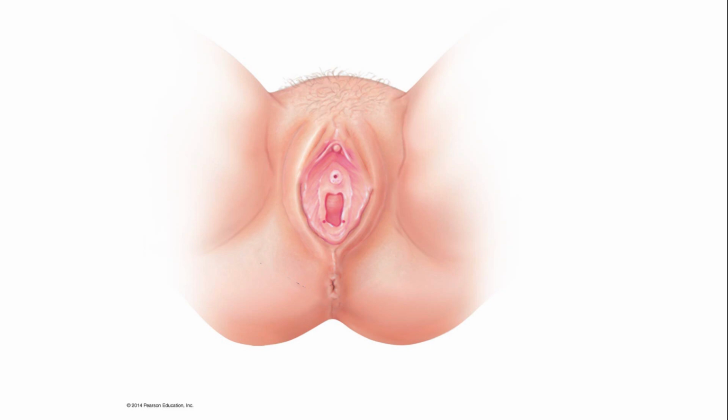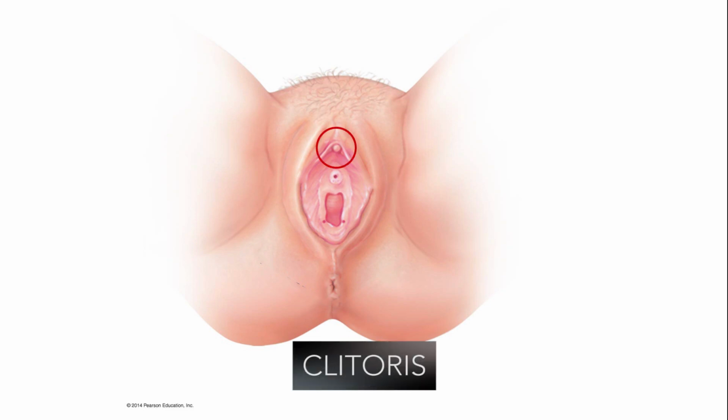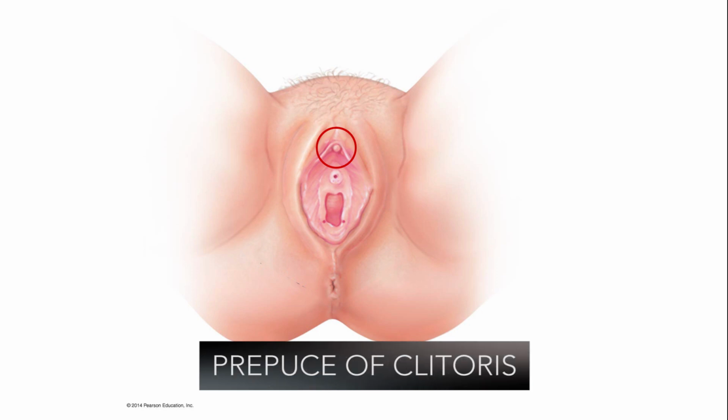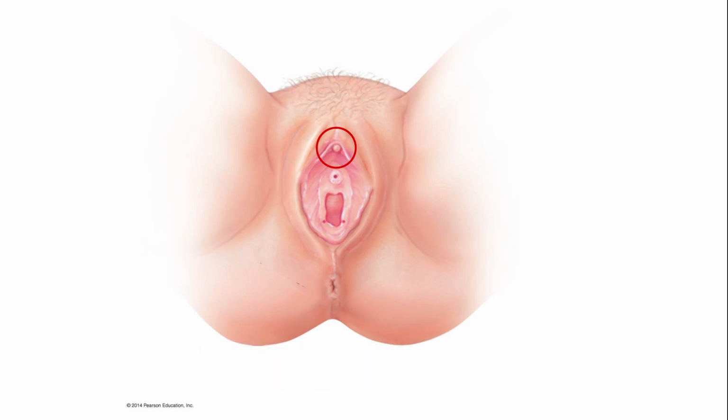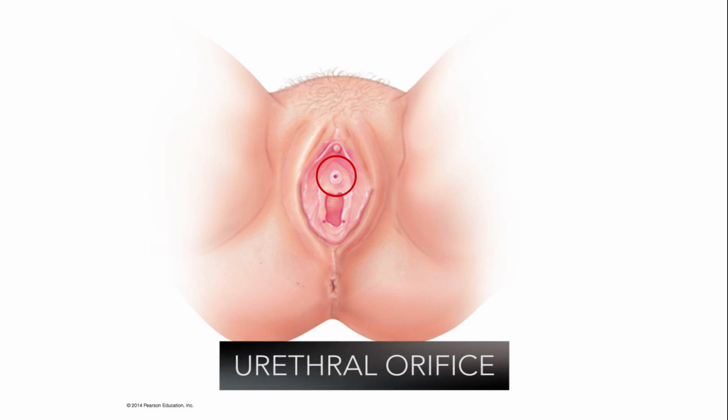Located at the upper part here, you see the clitoris, and then the clitoris also branches and goes down both sides of the labia majora in that area. Now, covering the clitoris would be the clitoral hood, which is sometimes called the prepuce of the clitoris.